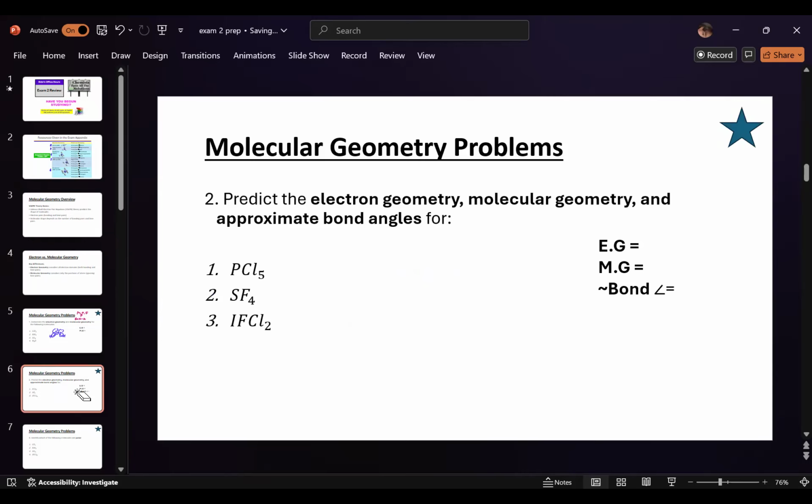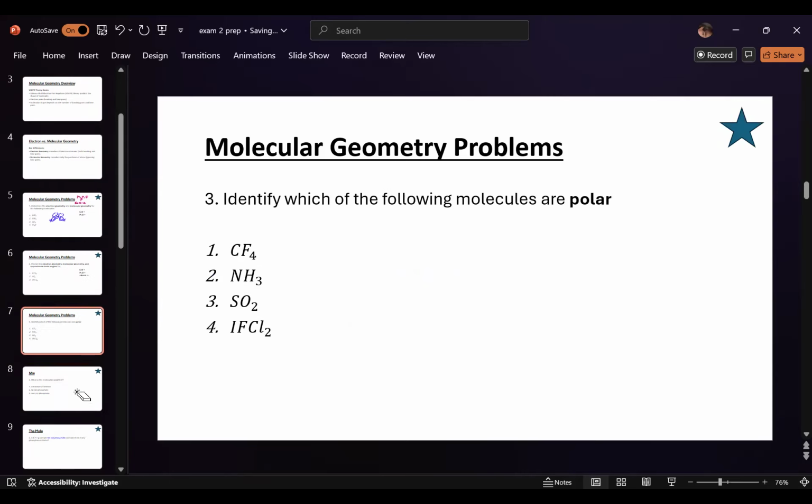And then you will do the same thing for IFCl2. This takes too long, so I'm not going to do that. Yeah, okay. It's here, so we'll still draw it. So again, CF4, and it's asking if it's polar.